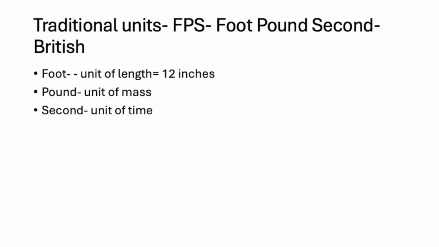Traditional units, FPS, foot, pound, seconds. This was used in the British system. A foot was the unit of length, which was 12 inches, and a pound was the unit of mass, and a second was the unit of time.